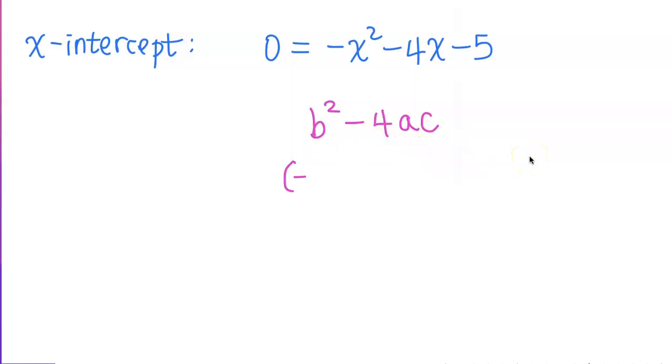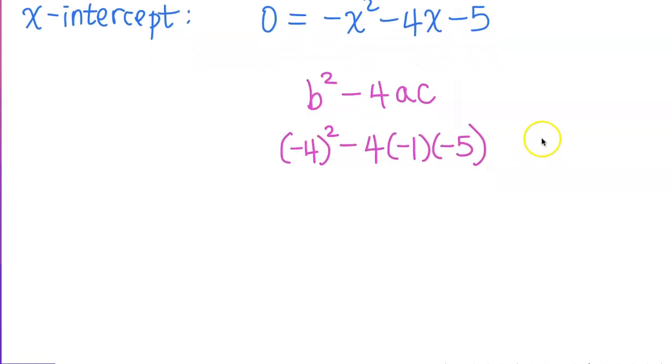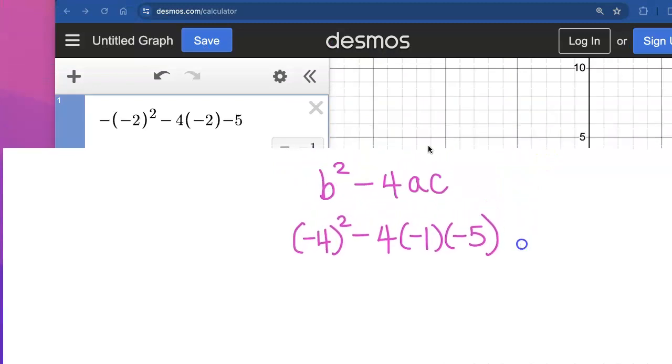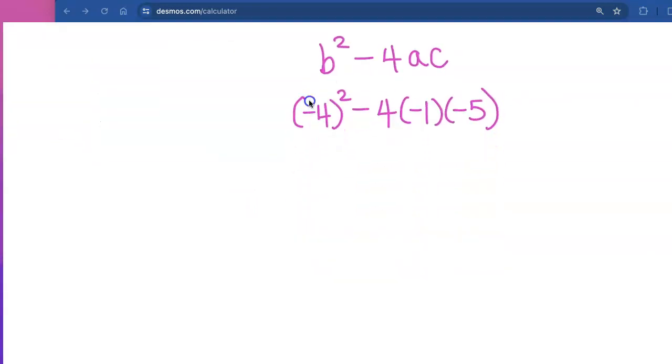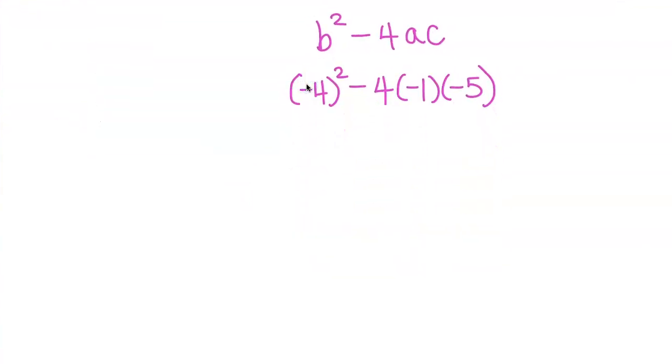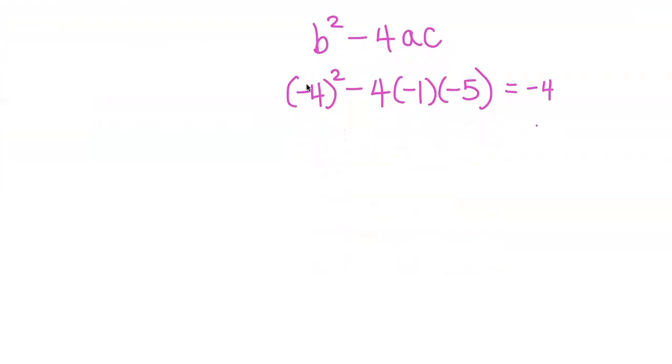So let's find that discriminant to see what sign we get, okay? I'm going to do negative 4 squared minus 4 times a of negative 1, c of negative 5. Now, what's that going to be? If you just evaluate that, negative 4 squared minus 4 times negative 1 times negative 5. Look at that discriminant. It is negative 4. Okay, so the discriminant is negative 4, which tells us this quadratic equation has no solution.